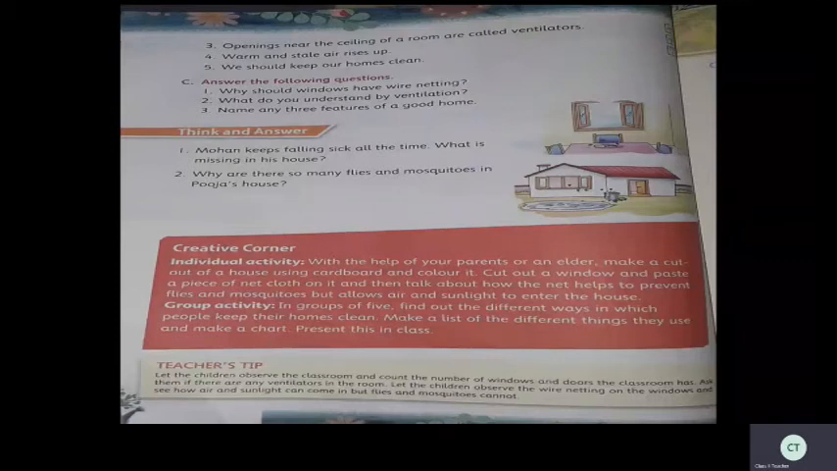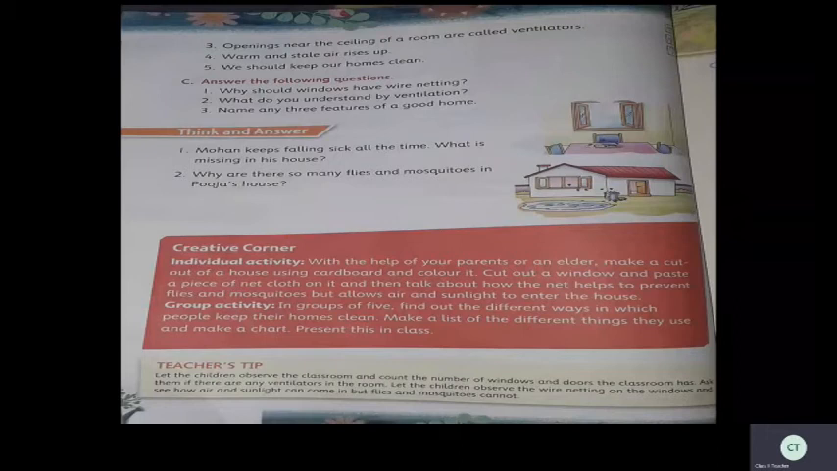Okay, children. The next, answer the following questions. Three questions are there, children. The first one is, why should windows have wire netting? Yes, the answer is windows and doors have wire netting to stop flies and mosquitoes from coming in. Because of this wire netting, it will stop flies and mosquitoes from entering the house. So we should have wire netting on windows and doors.